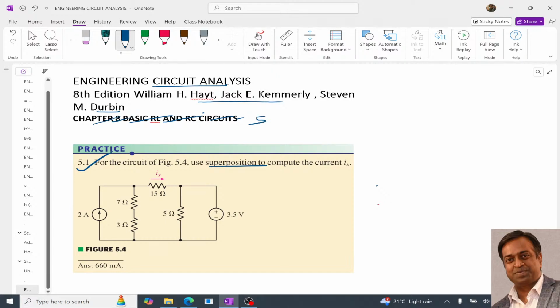So the question says that we need to determine the current Ix using the superposition theorem. And with the superposition theorem, we know that we need to activate only one source and we need to deactivate all the other sources. So as in this question, we have two independent sources, this means that we will be having two cases.